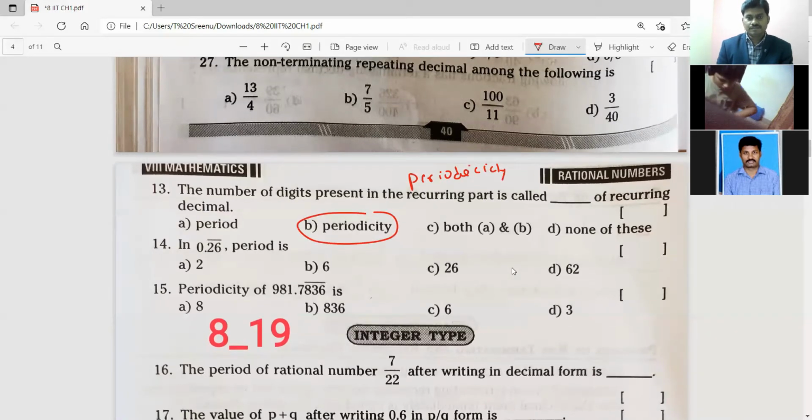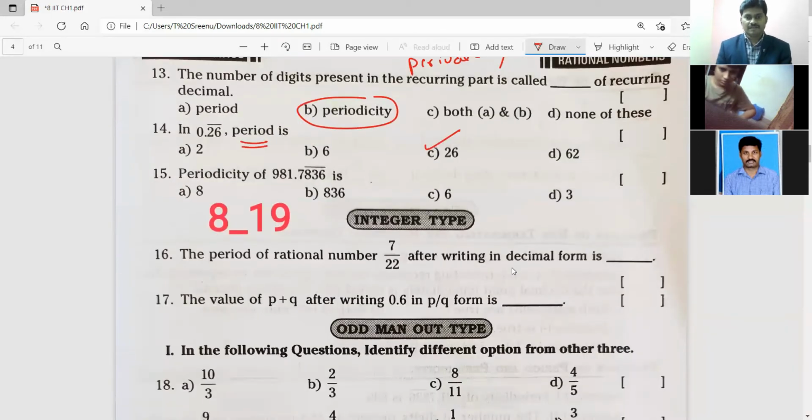Now here, the period is the recurring part. What is the recurring part? 26. This is the period, and the periodicity is the number of digits, 3. Please change it, both of you. Check once. The recurring part of the non-terminating recurring decimal is called the period.